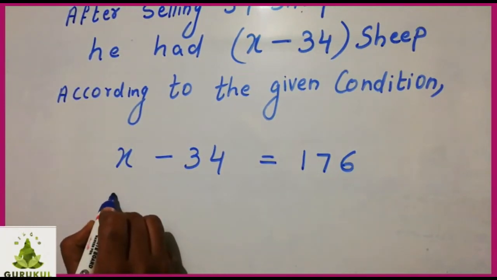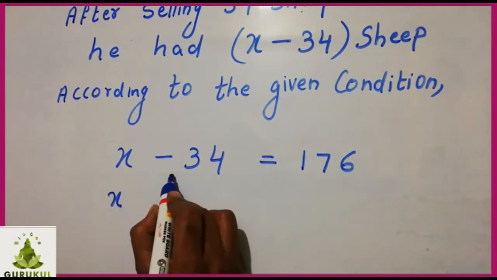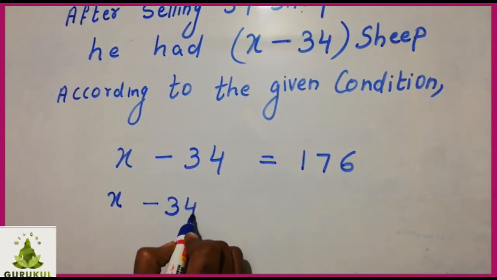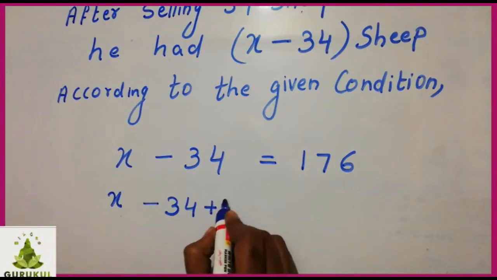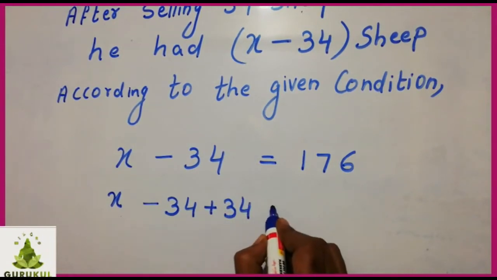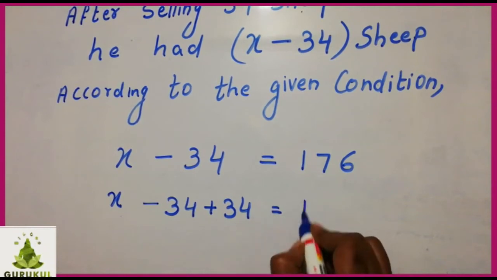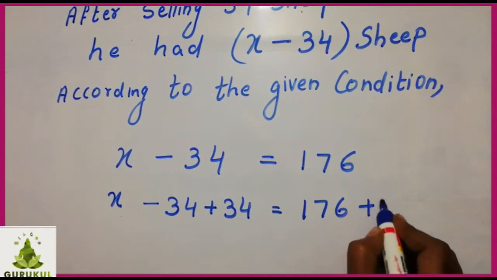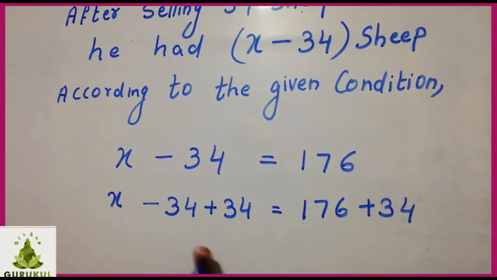So I will keep the x as it is. I don't want minus 34 here. So to remove minus 34, what will you do here? Add 34. Take the opposite of minus 34, that is plus 34. If I add plus 34 here, on the right hand side also I should do the same operation. Is that clear to you? So what I did here is adding 34 on both the sides. You have to write that reason.